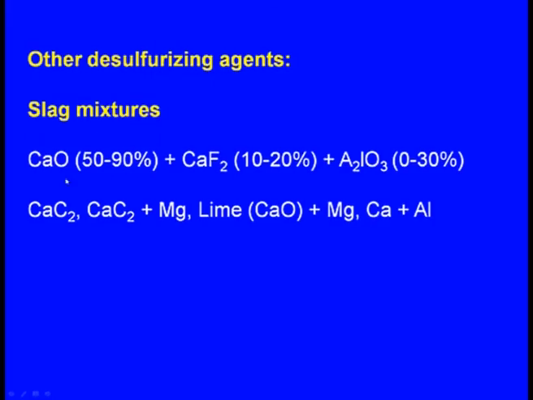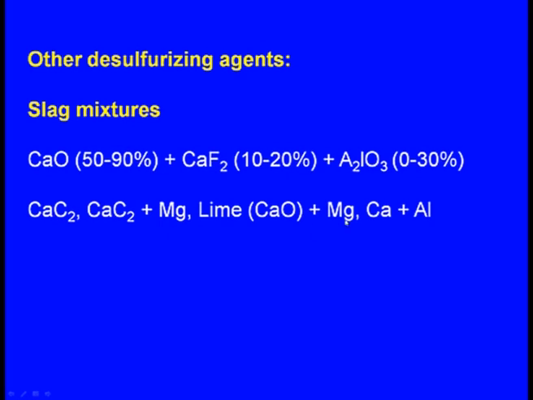So here we can see, this is the CaO, it can be present from 50% to 90%, and this is calcium fluoride, and it can be present from 10% to 20%, and aluminum oxide, which can be present up to 30%. Now calcium carbide, magnesium lime, magnesium, calcium and aluminum, these are all slag mixtures. These slag mixtures help us to remove the sulfur content, or act as desulfurizing agents.